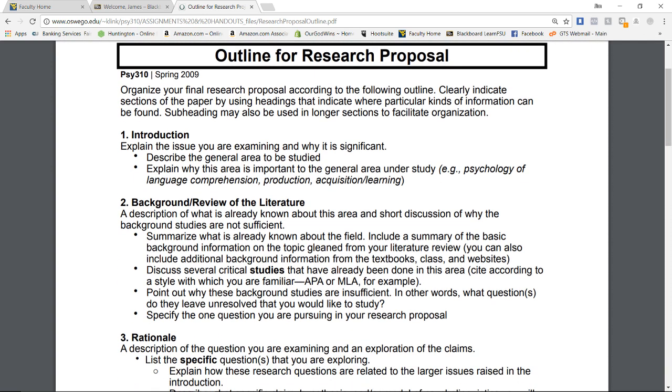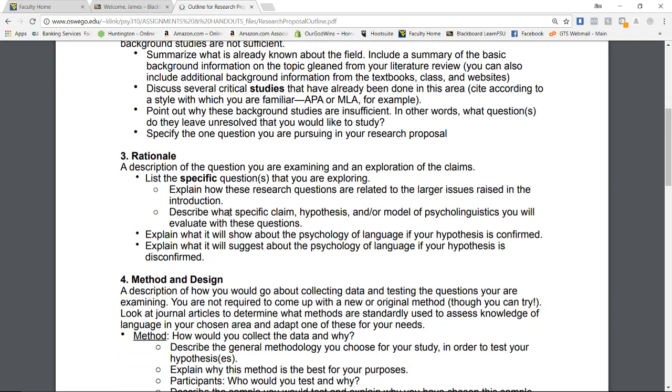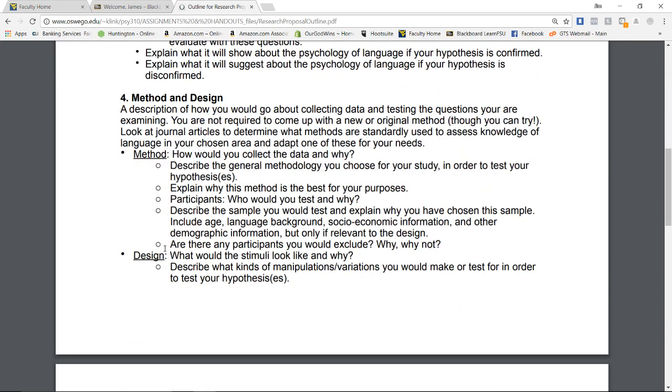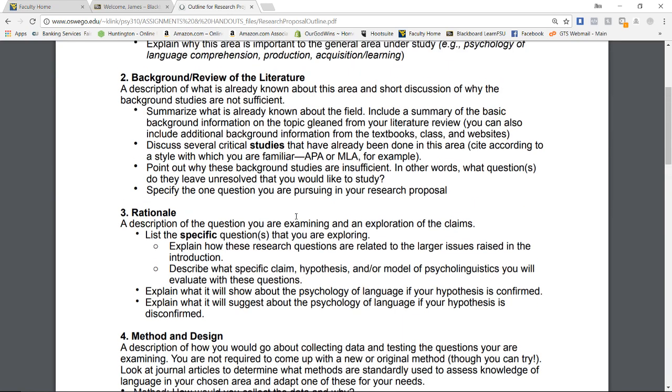When you do this, just look at this first paragraph here. Organize your final research proposal according to the following outline. Clearly indicate the sections of the paper by using headings; remember, headings and subheadings are very useful. So use subheadings just like they've got here. You don't have to use an introduction subheading, but all the rest of them would be fine to use. But use headings that indicate where particular kinds of information can be found. Subheadings may also be used in larger sections. Now, these are the headings. This would be like subheadings. Okay, so you could do it that way as well.